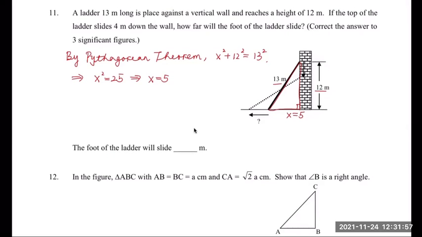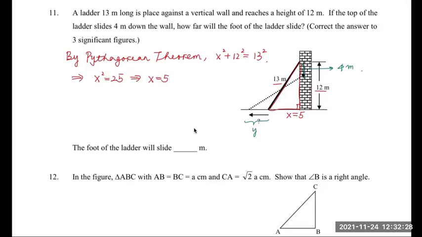And the question says, if the top of the ladder slides 4 meters down the wall, how far will the foot of the ladder slide? That means here, this is 4 meters, right? And we need to find here. Let's call this y, right?